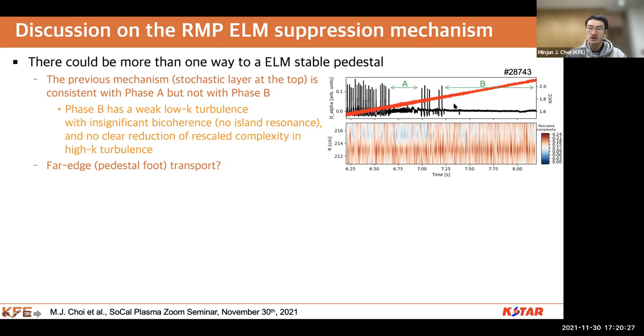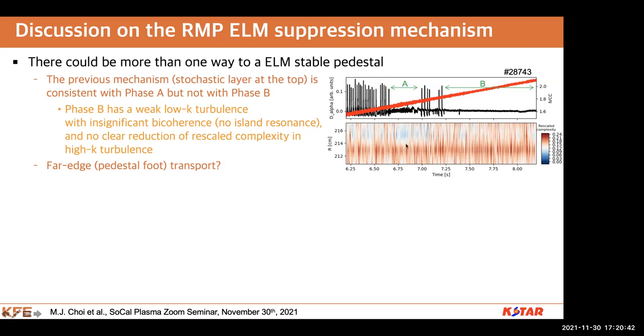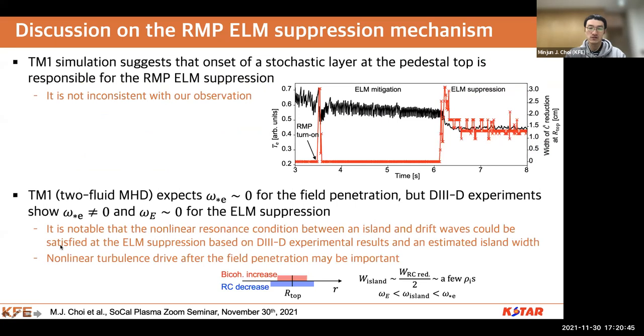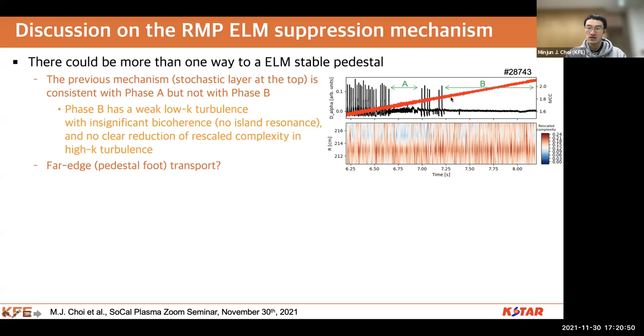For phase B? Yeah. For phase B, we could not see significant bicoherence. Significant bicoherence was observed in phase A. Oh, I see, with a reduction of rescaled complexity. Uh-huh. So this previous story is consistent for phase A, but for phase B near the pedestal top, we could not see any clear change of bicoherence or rescaled complexity.